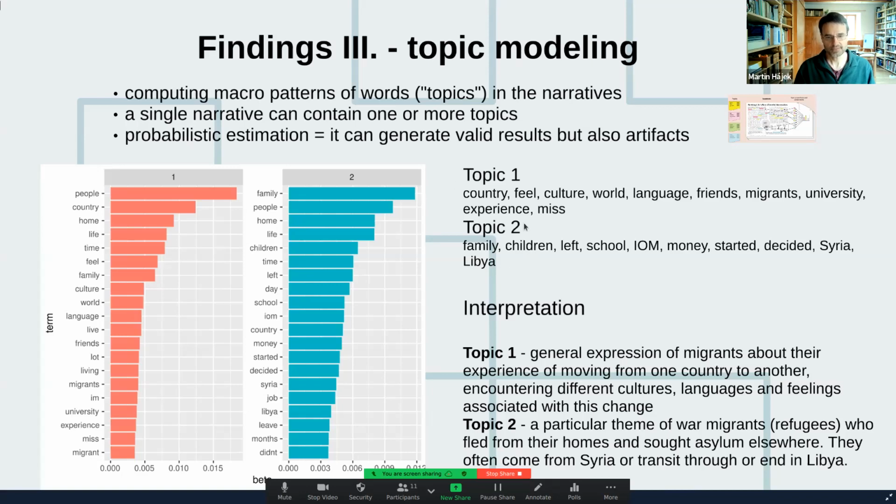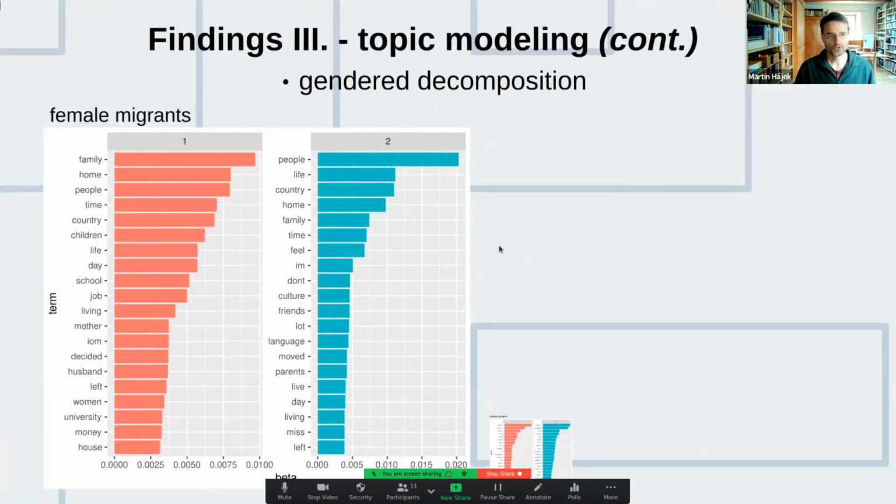This is the first step to interpret topics, and in the next step we will look at gendered categories and see, in female migrant stories, what the proportions of these two topics are, as I showed you in the scientific paper, that topics can be loaded differently for each document.